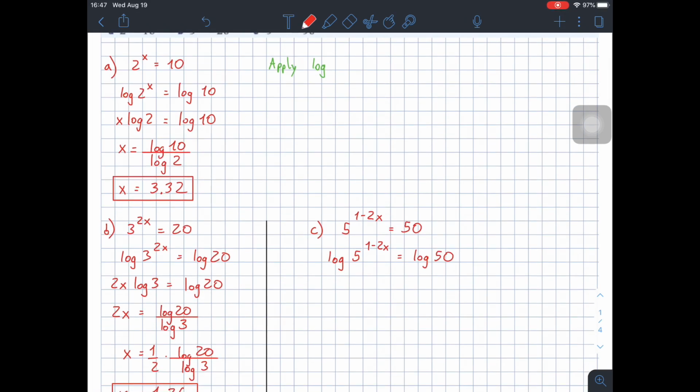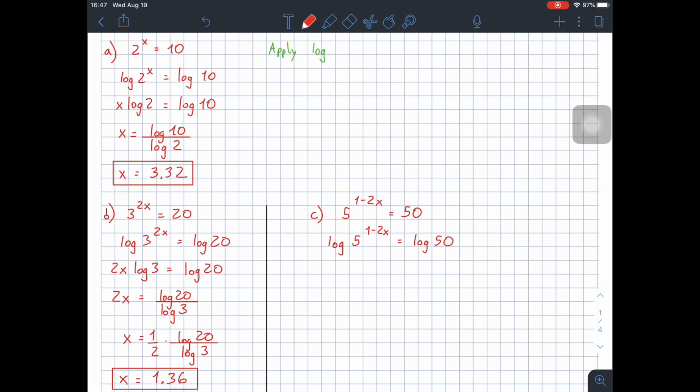And then I can take all of the exponent down using the law that we have learned in previous classes. Remember, this should be in parentheses, 1 minus 2x, because that's the whole exponent, times the log of 5 is equal to log of 50. Then I can take the log of 5 dividing to the other side, so this would be 1 minus 2x would be equal to log of 50 divided by log of 5.